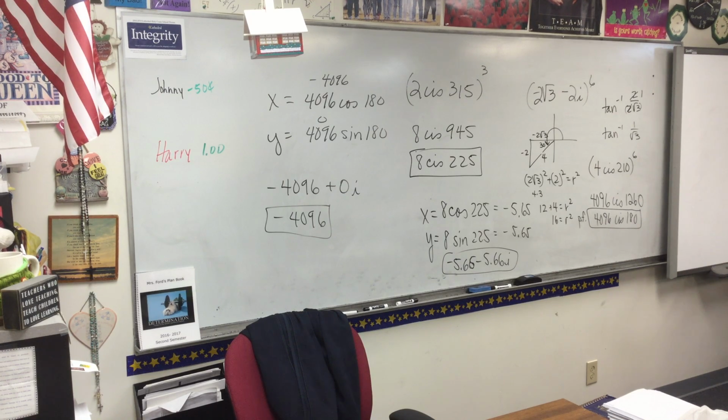What's considered a good angle? You've got to be between 0 and 360. One revolution.